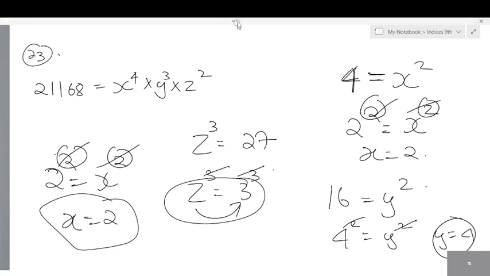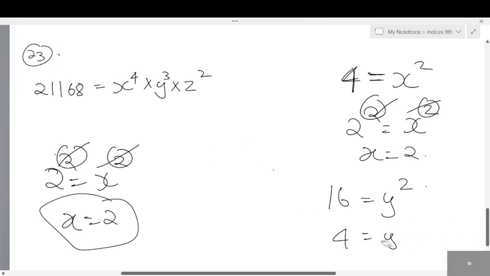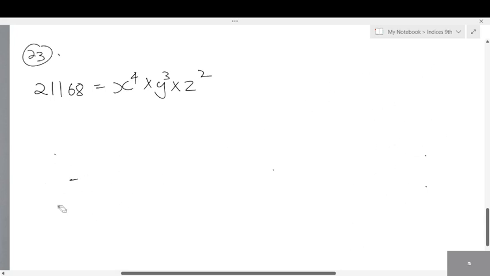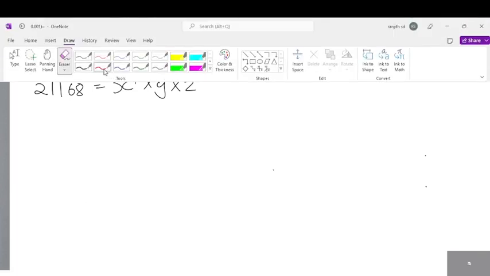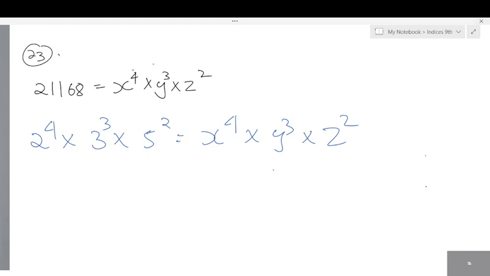This is what you have to do in this type of question. Fine. We have to just convert, students. So right hand side you keep as it is. Left hand side, what is the number given? 21168, right? For example, if I write 2 to the power of 4 into 3 to the power of 3 into 5 to the power of 2 is equal to x to the power of 4, y to the power of 3, z to the power of 2. You will get the answer like this.